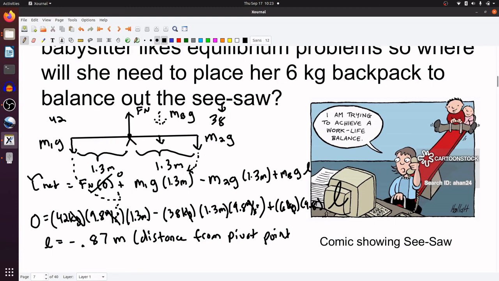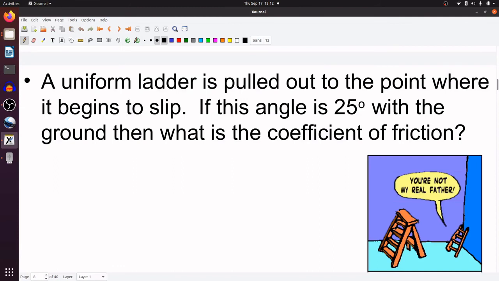And guess what? That's not going to balance either. And so that's why you have to put it closer to the central axis, so that way it actually balances out. So, yeah. One other thing, I didn't use cosines or sines on this one because all the forces were perpendicular to the lever arm, so I didn't have to worry about that.